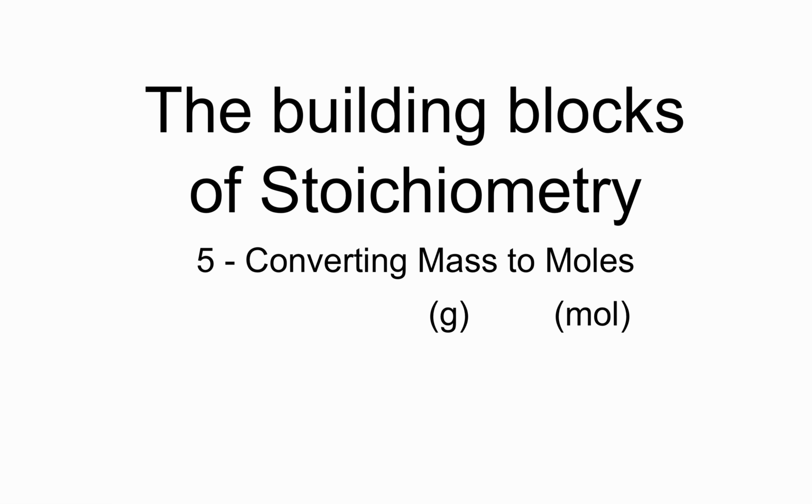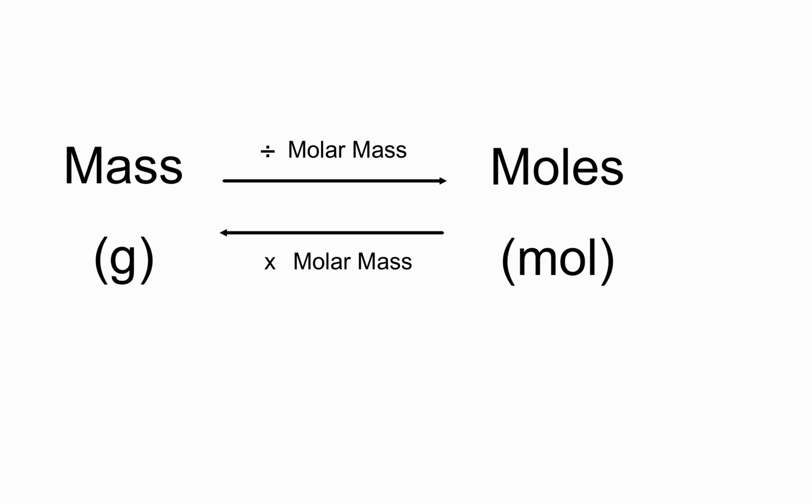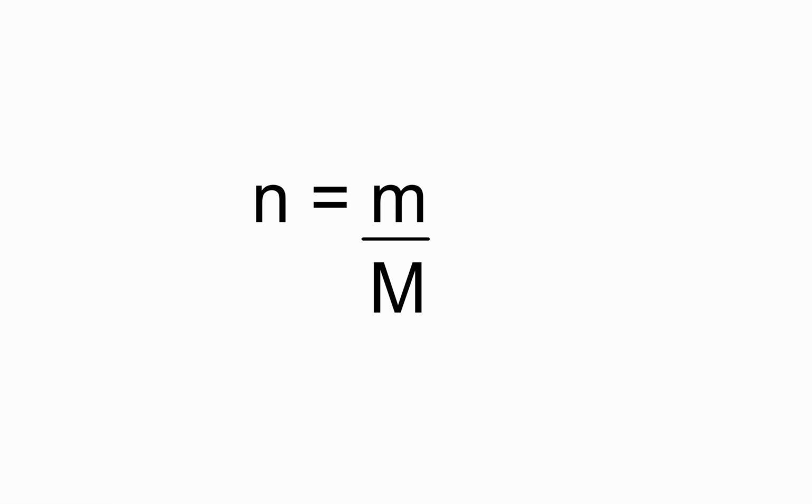Converting mass to moles is pretty straightforward. We just need to make use of that molar mass that we've learned to calculate. Going from mass to moles, we divide. Going from moles to mass, we multiply. This actually is a very simple equation that we can make use of. Looks like this.